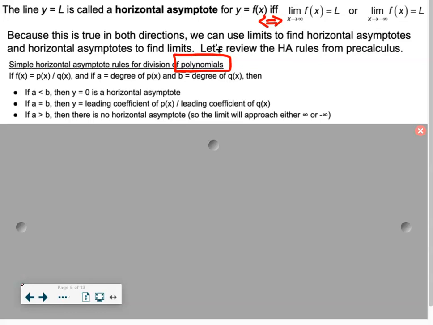There's one other gift. When you have a polynomial over a polynomial, you have one horizontal asymptote, and it is the limit in both directions. So whenever you have a polynomial over a polynomial, the limit as x approaches infinity will be the same as the limit as x approaches negative infinity, and they're both going to equal your horizontal asymptote.